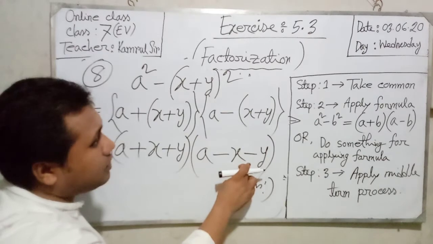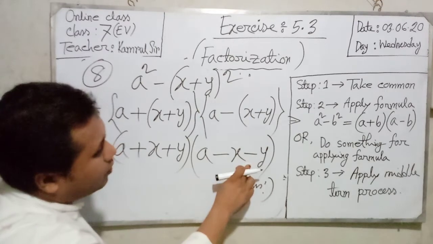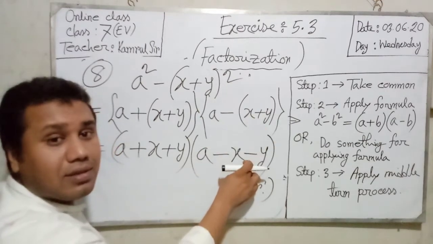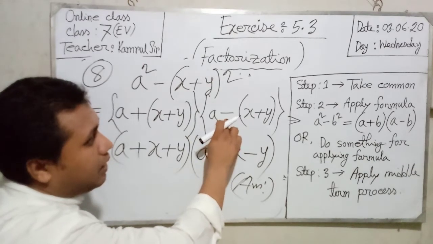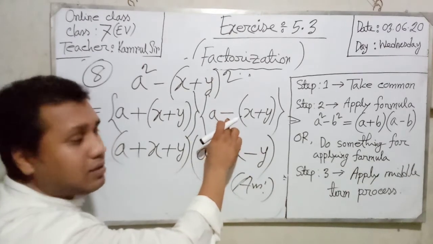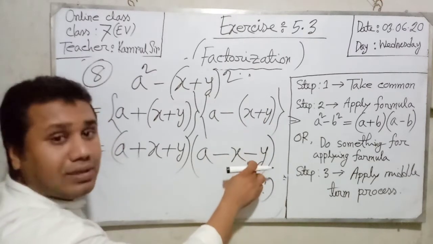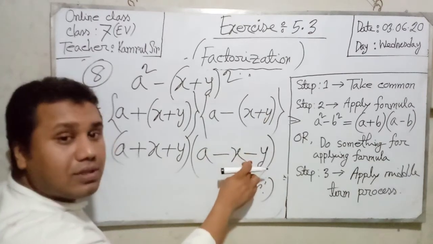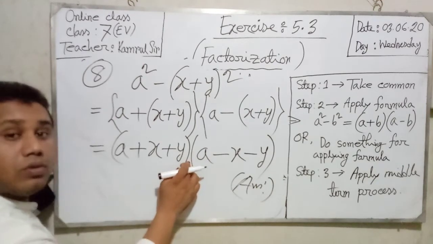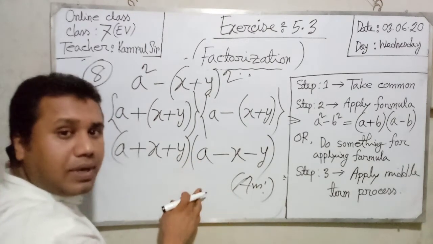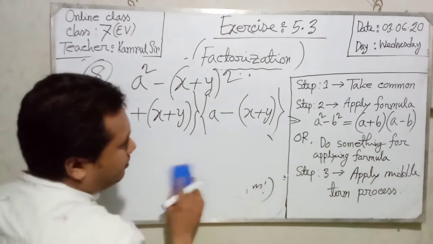Remember that many students write minus x, but this is plus y. But remember that when we remove any bracket, then if there is a minus, then all the included terms will have their signs changed. So this is minus, and also this is minus, plus a minus a minus. So look, now this is in multiplication as a product pattern. So we can say our result is complete, factorization complete.